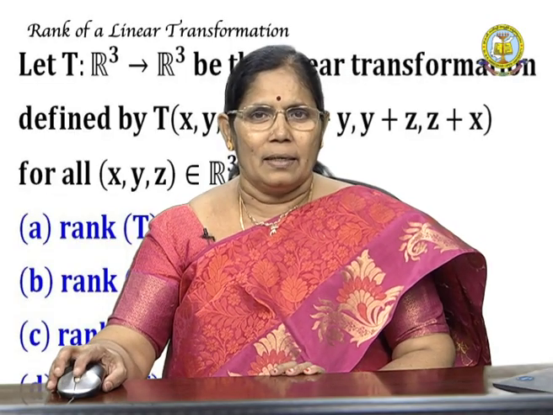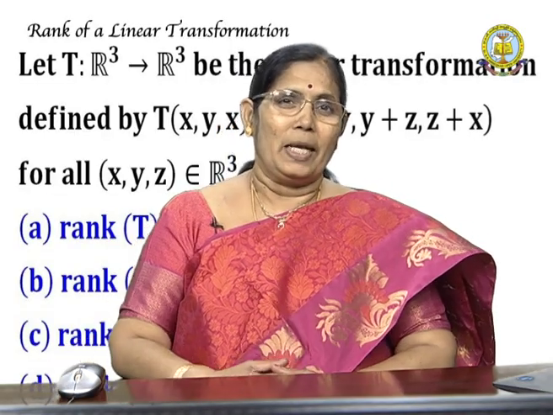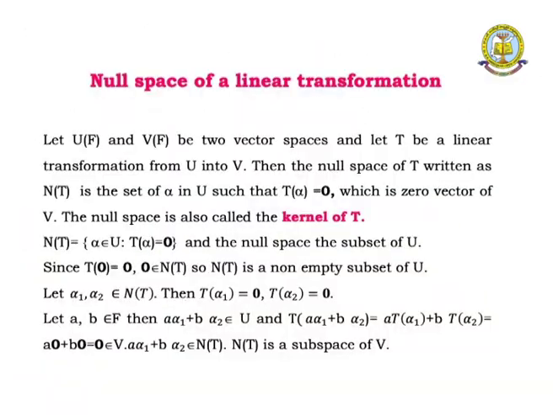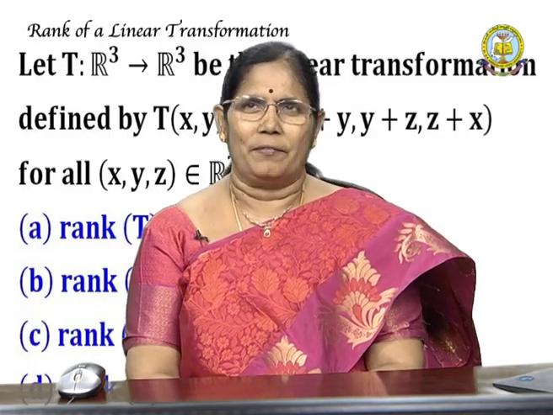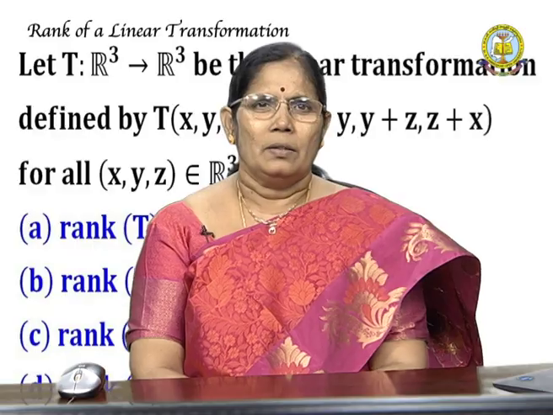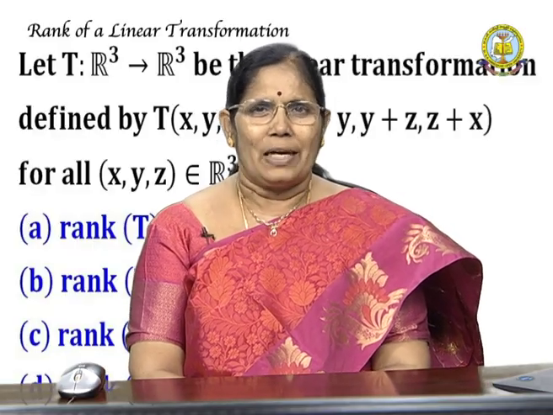On the other hand, let us define null space. What do you mean by null space? In abstract algebra group theory, we have seen the kernel of a homomorphism. What is the kernel of a homomorphism? If G and G dash are any two groups, the kernel of a homomorphism is the set of those elements which are mapped onto the identity element of G dash. Here also, a linear transformation is like a homomorphism, a vector space homomorphism. So we can talk about the kernel, or we call it the null space.